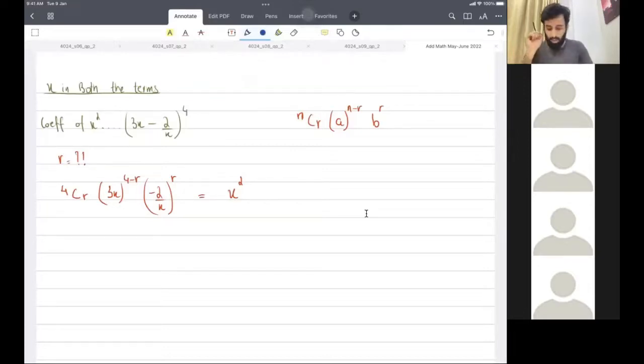अच्छा, अब क्या करेंगे हम? अब हम ये करेंगे कि हम थोड़ी देर के लिए we'll just completely ignore all the constants. Okay, what do I mean? I mean whatever constant that you have over here, whatever something that does not have x in it, we're just going to ignore it. So that means I'm going to ignore 4Cr completely for now. I'm going to ignore this 3 that we have for now. So yeah, and I'm going to ignore this -2 that we have for now. Okay, and I'm just going to focus on everything that has x in it. So that means I'm looking at x raised to the power of 4 minus r, 1 upon x, क्योंकि मैंने 2 को इग्नोर कर दिया ना, raised to the power of r is equal to x square.